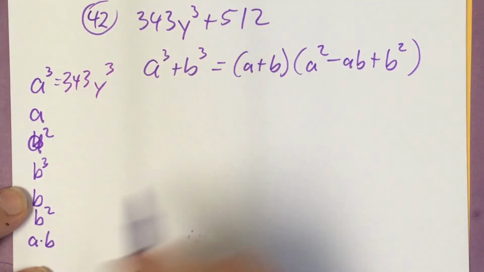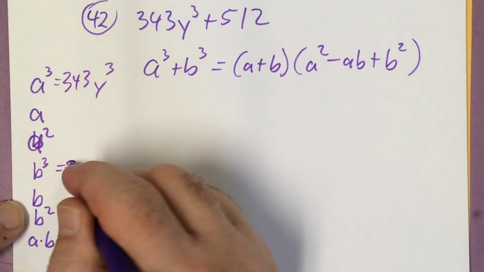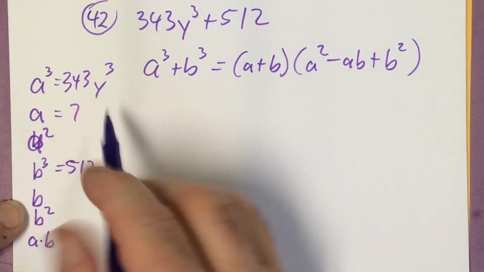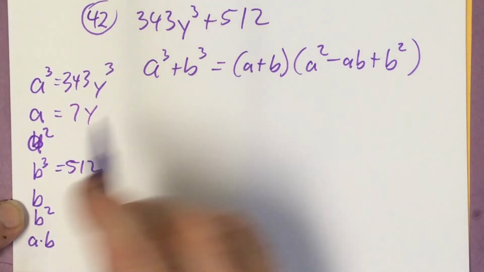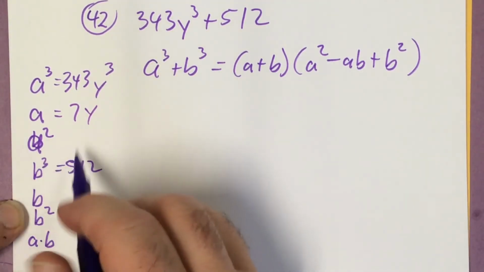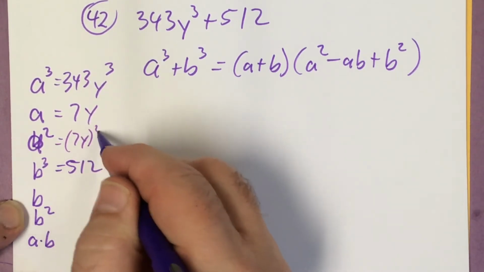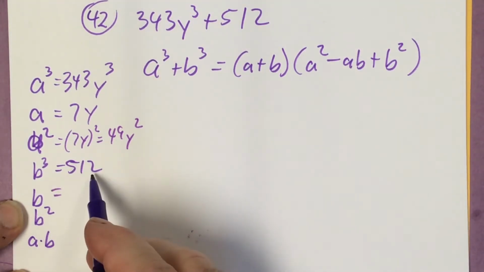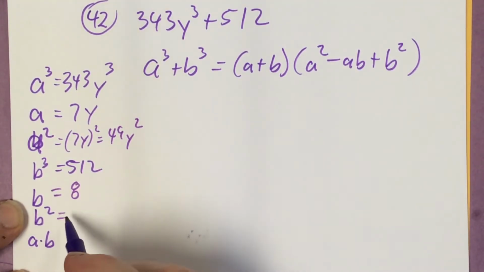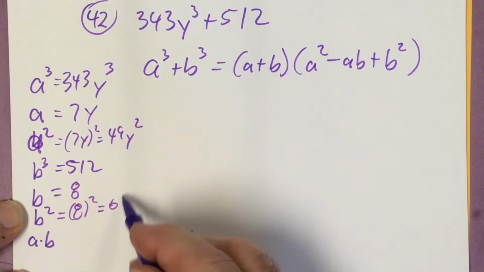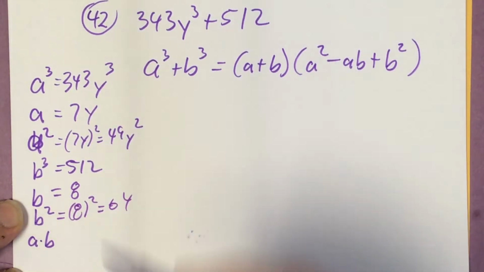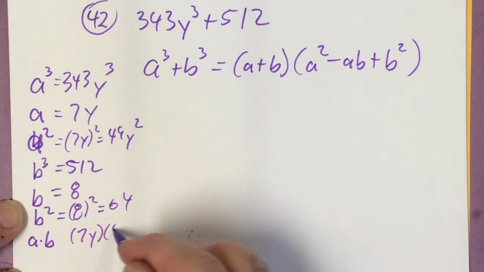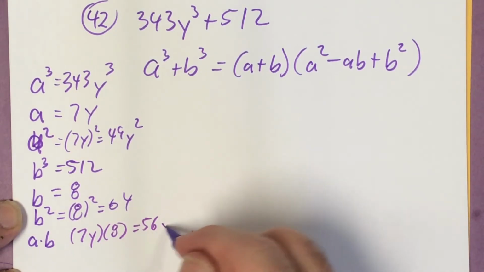So a to the third, that's going to be equal to 343 y to the third. B to the third is going to be the 512. So the cube root of 343 is going to be equal to 7. The cube root of y to the third is going to be y. So a is equal to 7y. A squared is just the quantity of 7y squared, which is equal to 49y squared. If you have 512, the cube root of that is going to be 8. B squared will be just 8 squared, which is equal to 64. And then a times b is just 7y times 8, or 56y.